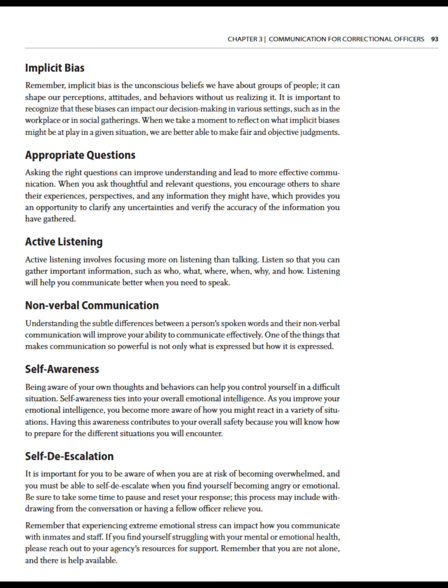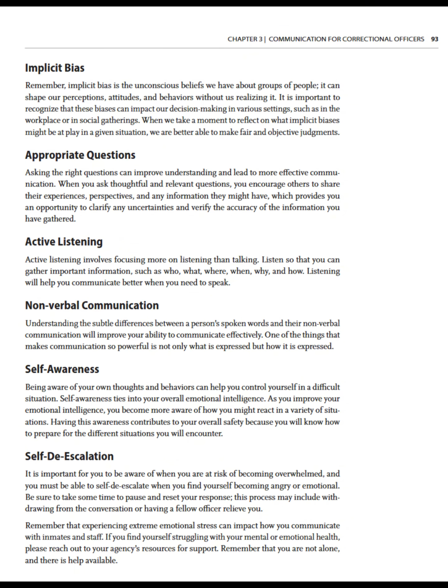Self-awareness. Being aware of your own thoughts and behaviors can help you control yourself in a difficult situation. Self-awareness ties into your overall emotional intelligence. As you improve your emotional intelligence, you become more aware of how you might react in a variety of situations. Having this awareness contributes to your overall safety because you will know how to prepare for the different situations you will encounter.